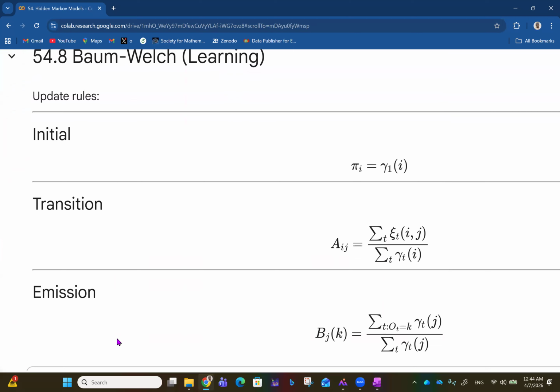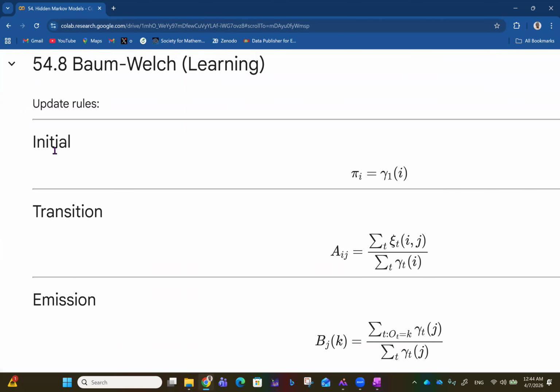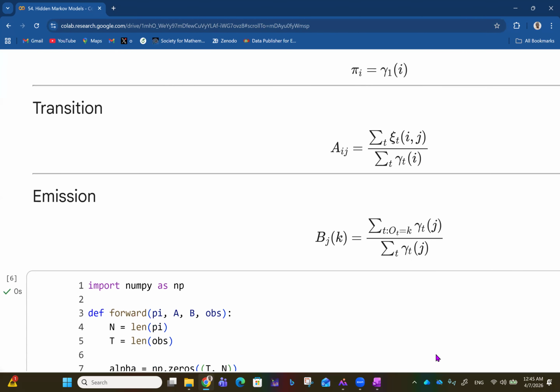Then you have Baum-Welch learning. So we have update rules. Initial, you have pi i equals gamma 1 of i. Then for transition, you have a ij equals summation over t of psi sub t of i comma j, and then you have summation over t of gamma sub t of i. Then you have emission, b sub j of k, that's summation over t, such that o t equals k, of gamma sub t of j, and you have summation over t of gamma sub t of j, like that.